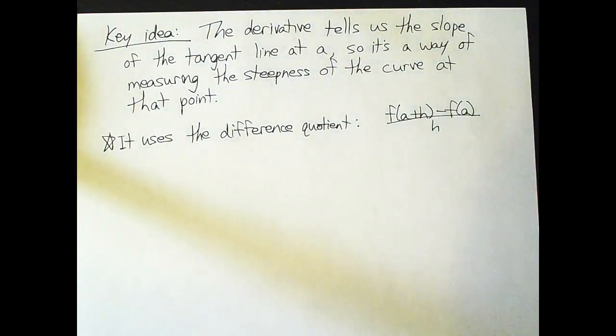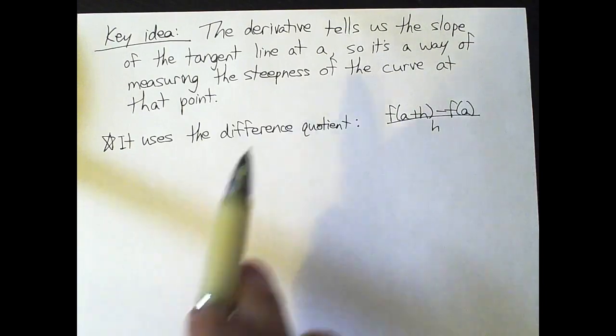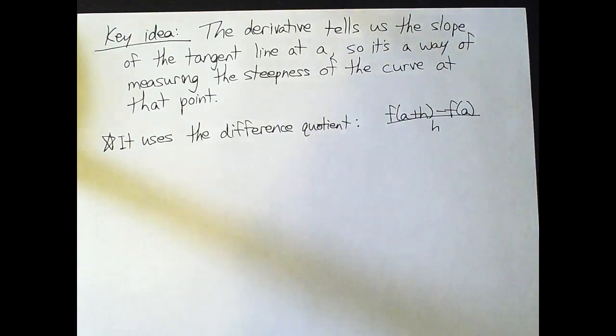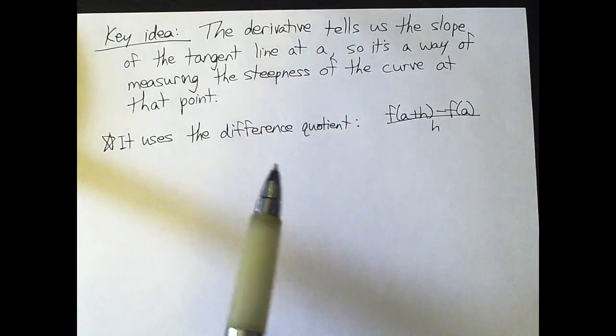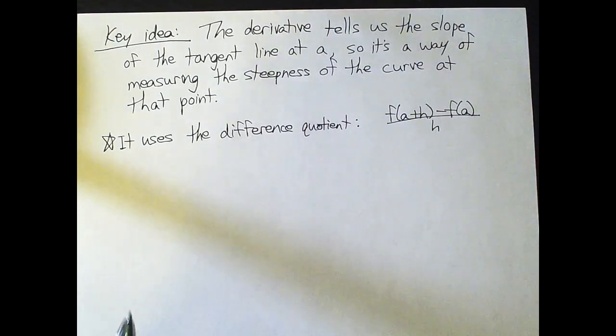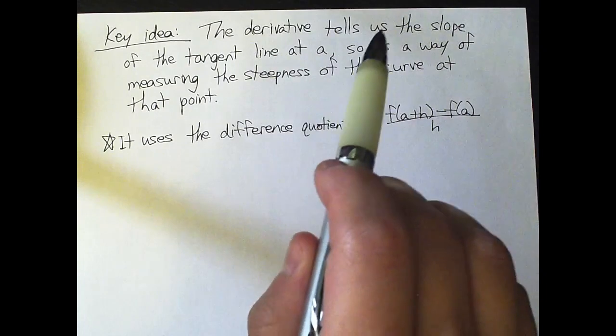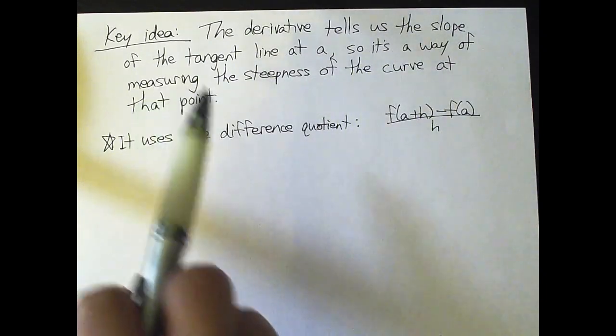Now, what does the derivative do for us? Let's think. We know that it gives the slope of the tangent line. It's telling us how steep the curve is. You could say it can tell you if a curve is going upward or downward, because if the slope is positive, it's going upward. If the slope is negative, it's going downward.